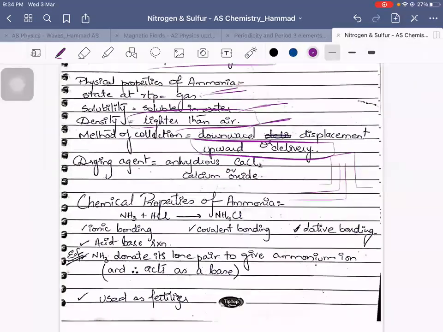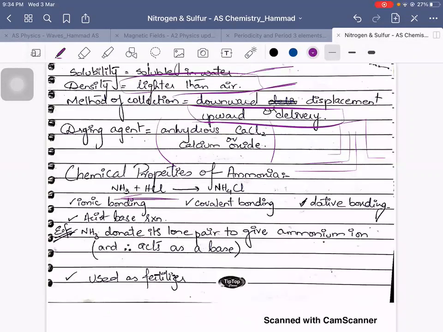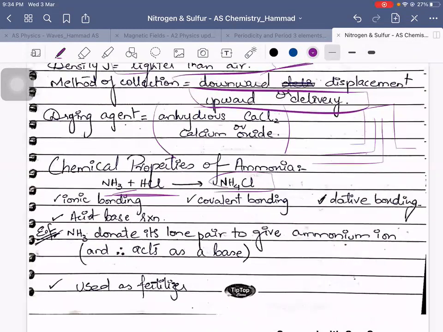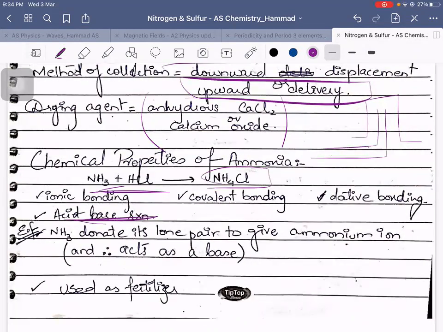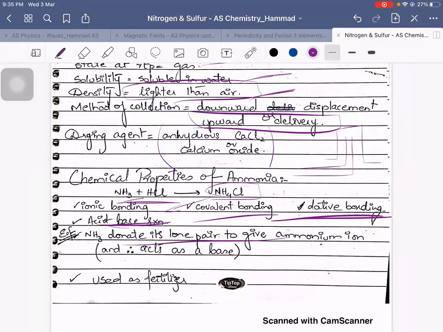Drying agents used are anhydrous CaCl2 or calcium oxide. Chemical properties of ammonia: it will react with HCl to produce ammonium chloride. Right? This is an acid-base reaction. NH4Cl will have ionic bonding between NH4+ and Cl-. There's covalent bonding between the NH3 molecules already present, and there's a dative bonding in here as well. NH3 donates its lone pair to give ammonium ion and therefore acts as a base.